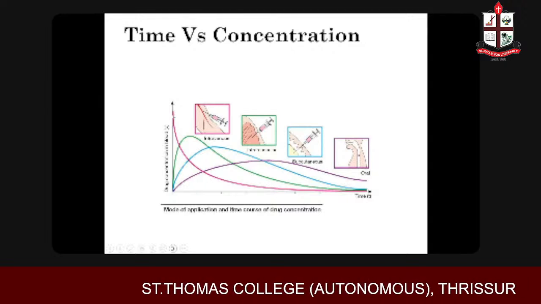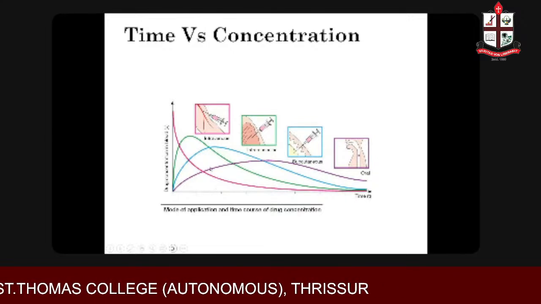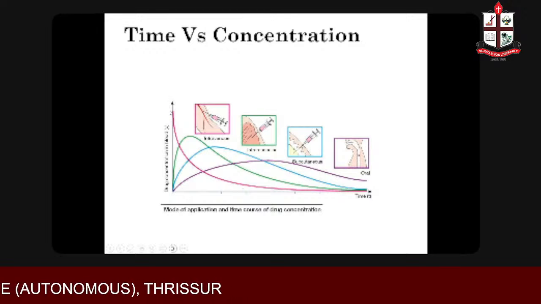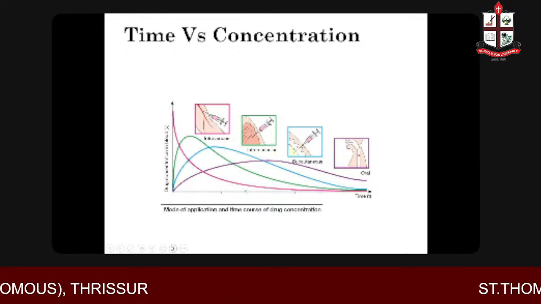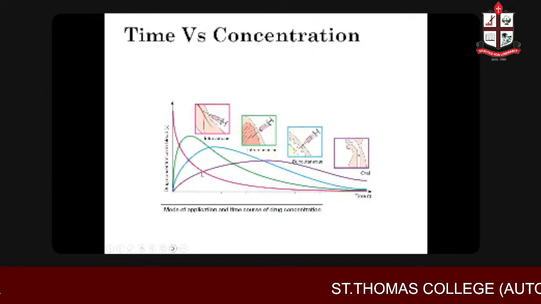Then if you see here, the high concentration will be excreted fast. The more concentration of our drug, the more excretion will happen. So that is called first order kinetics.